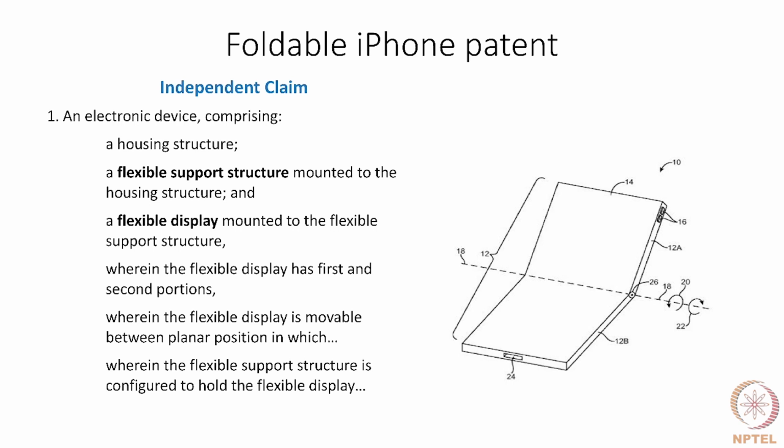So the function of an independent claim is to have a very broad claim, and the independent claim which figures first is usually the broadest claim over the invention. All limitations would normally be introduced, or variants or improvements would be introduced, in dependent claims. Now we will see that. Now bear this in mind. An electronic device comprising a housing structure, a flexible support structure, and a flexible display, wherein various things are explained, is the independent claim.